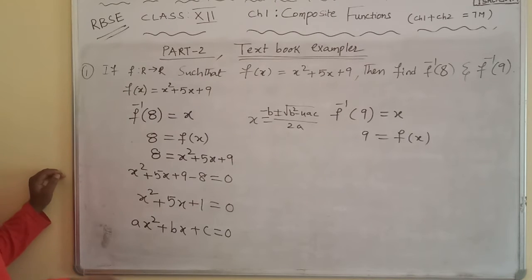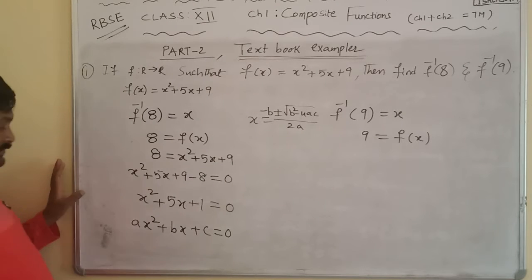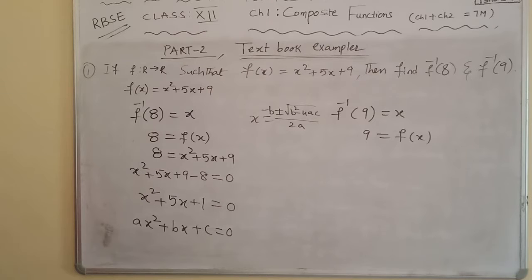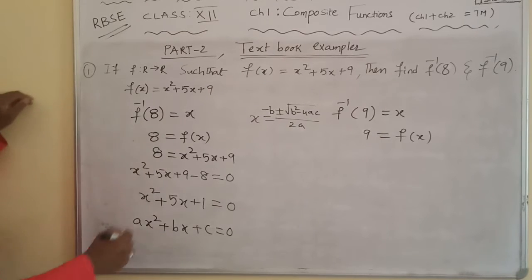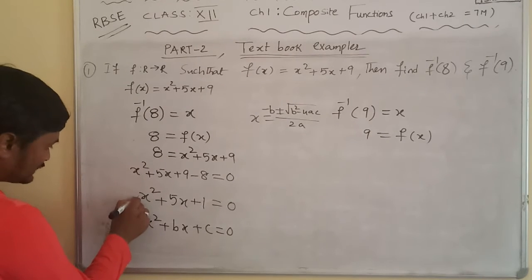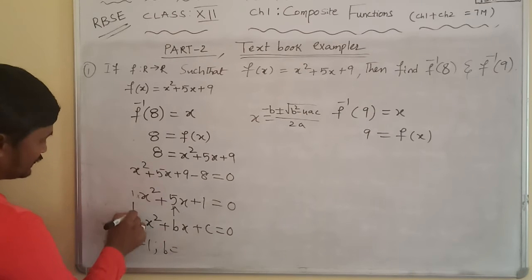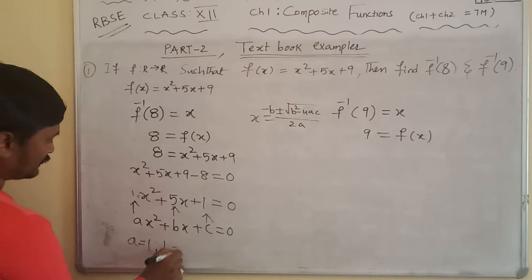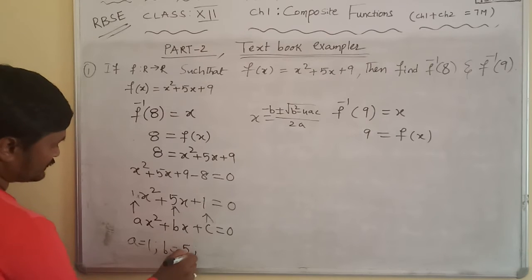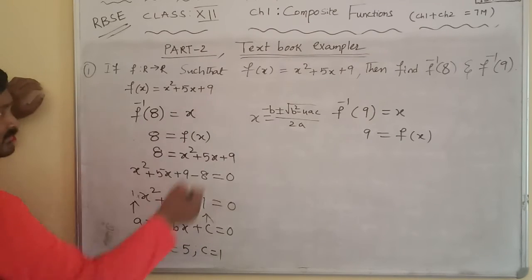So how to get the roots now? Then what is a here? Nothing is there, means 1 should be. So a is equal to 1, b is equal to 5, compare this all, and c is equal to 1. So b is 5, c is equal to 1. Just substitute those values here.